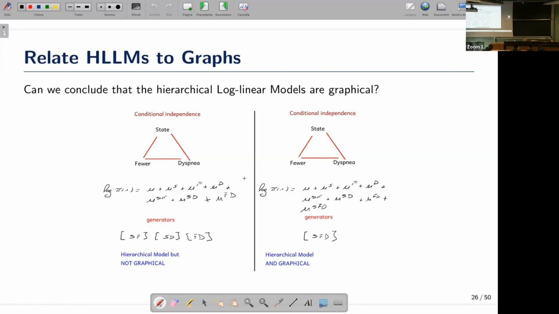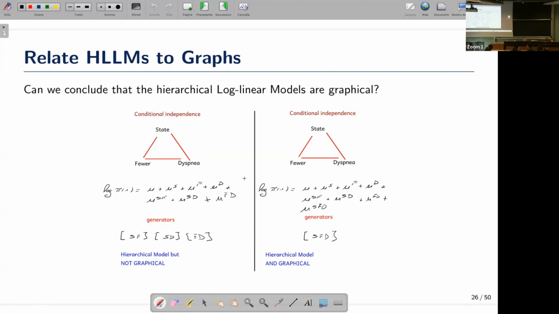No. Why? Because there is a term here, right? Which lets the three variables interact. But the graphs are the same. So I cannot represent both. So there is something missing, right? There is something missing in our definition, let's say.